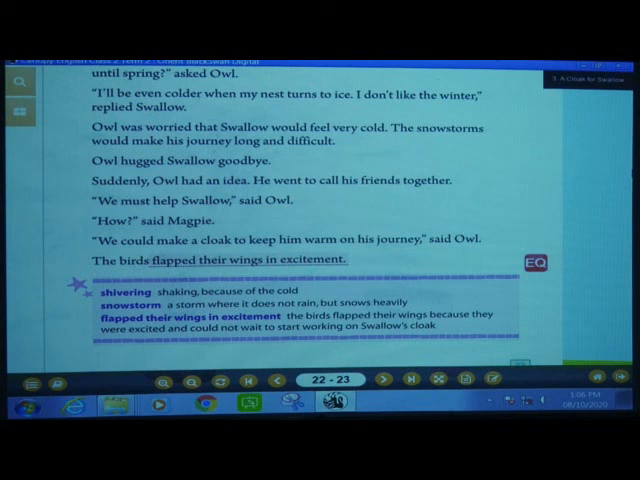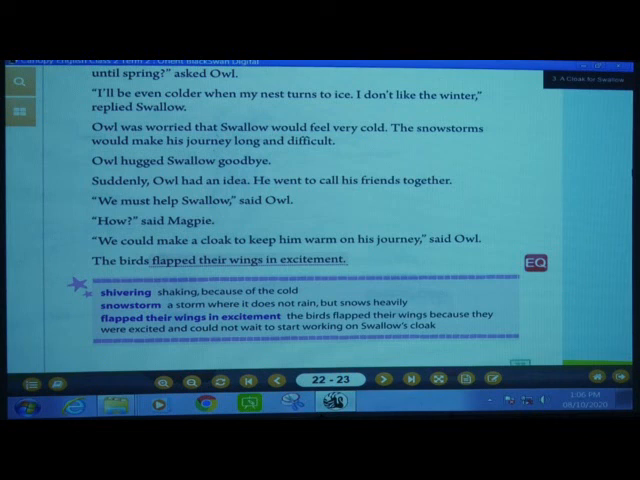Now swallow wants to go from here because of the winter season, and owl was worried that swallow will feel even colder because of the snowstorm. The journey will be long and difficult. My friend is in difficulty. So owl was worried. While wishing goodbye to swallow, owl had an idea. So what did he do? He wanted to call his friends. He went to call all the friends together.